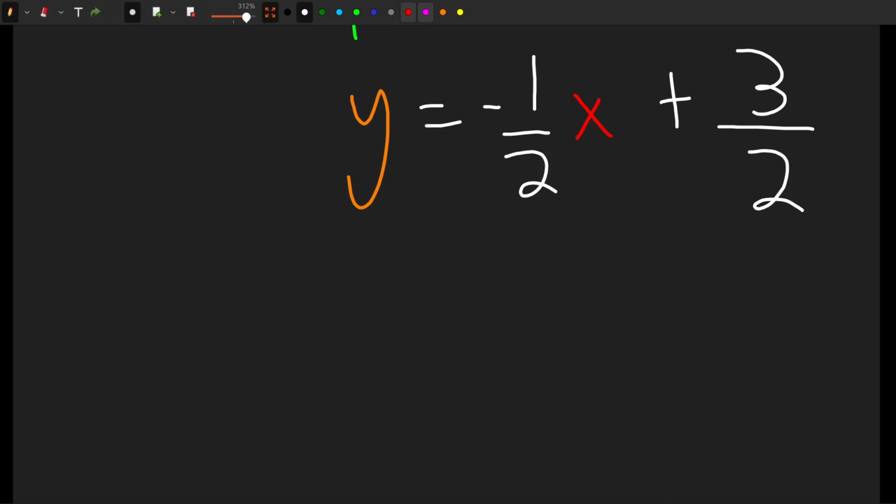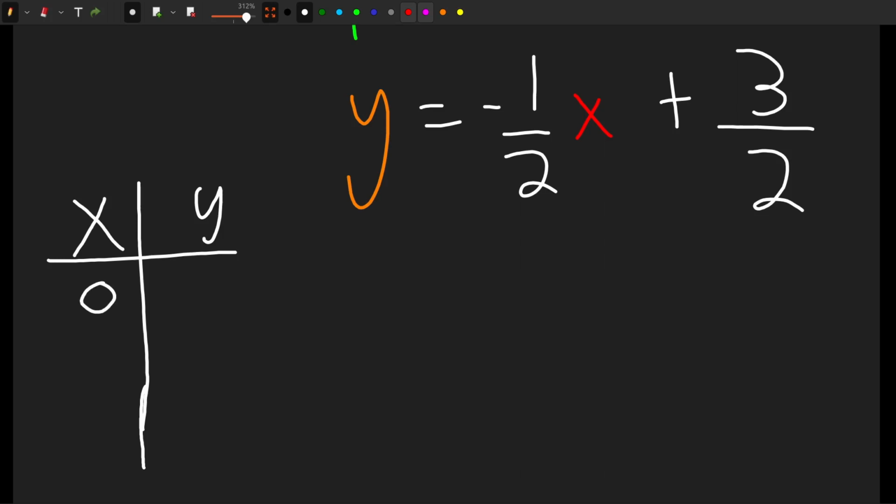Now, when you're trying to graph a linear equation, we use a form called a t-chart, where it has x's on one side and y's on the other side. That way we know coordinate points. For example, one coordinate point I can choose is the y-intercept. So when x is 0, if I plug in 0 into y equals negative 1/2 x plus 3/2, I know my y value is going to be 3/2.